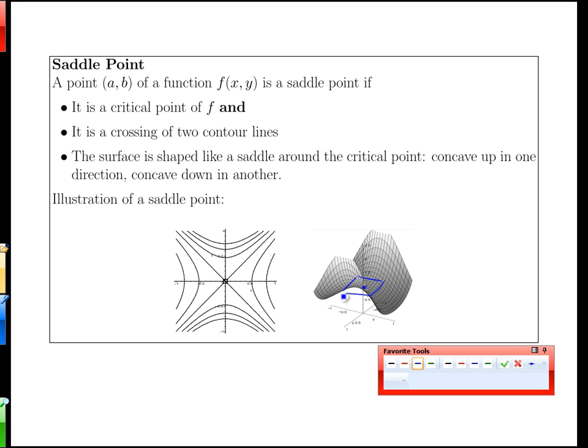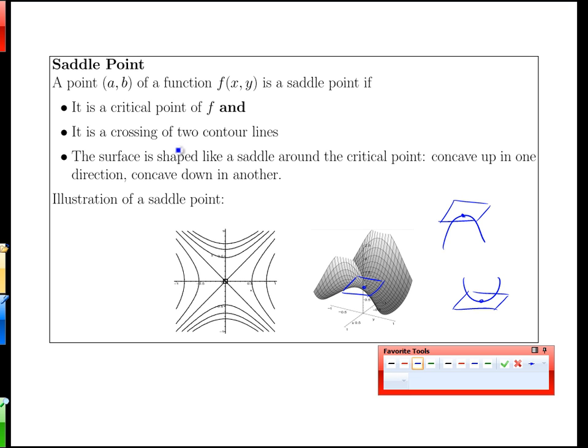But it's not a local maximum or a local min, which would be the other types of shapes, surfaces, that would have a tangent plane that's perfectly horizontal at the point that's the local max or local min. So all three of these are critical points: maxes, mins, and this saddle point.